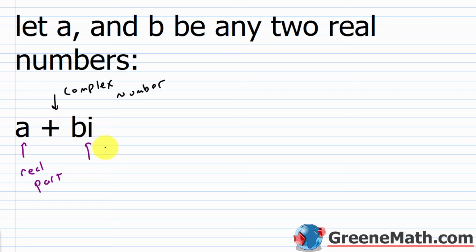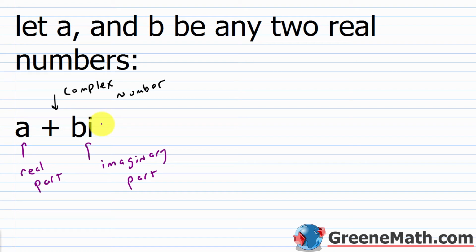And then bi is referred to as the imaginary part. In some textbooks, you will see that only b is described as the imaginary part. Your textbook might say that. The textbook I'm using actually says that bi is the imaginary part. It's basically irrelevant. It's not something you want to argue over.